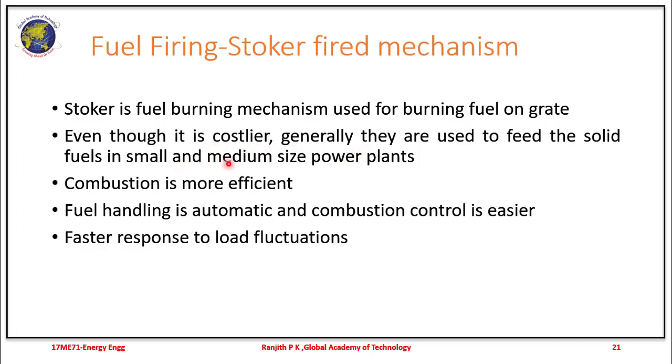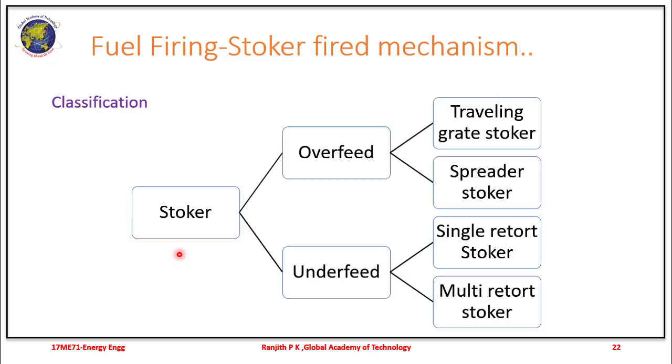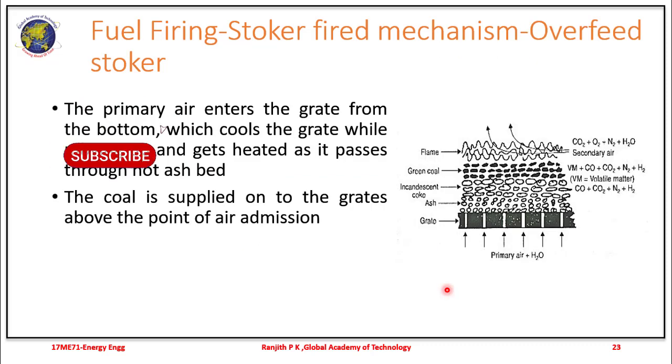Although slightly costlier, these are generally used to feed solid fuels in most power plants, and the combustion is found to be more efficient here when compared to the hand fired mechanism, and the fuel handling system is automatic and there is faster response to load fluctuations. There are various classifications of stoker fired. It is classified as overfeed and underfeed stoker, and the overfeed stoker is again classified as traveling grate stoker and spreader stoker, and the underfeed stoker as a single retort stoker and a multi-retort stoker.